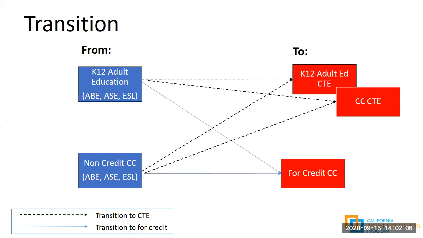When they're going to get to CTE, they're either going to transition to community college CTE or to K-12 adult ed CTE. If they transition to college, it's going to be into the 4-credit community college. Again, I'll note, we always go out of our way to say 4-credit in that red box to the right. If they transition from K-12 adult ed to non-credit community college, that's fine and dandy, but we would really consider that more of a lateral transition, not really a promotion, so we don't consider it a transition to college unless their endpoint is in 4-credit college. The endpoint shouldn't be non-credit.